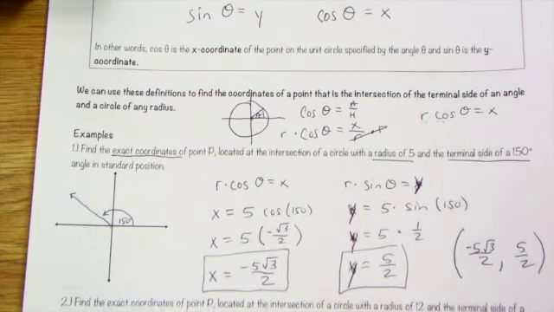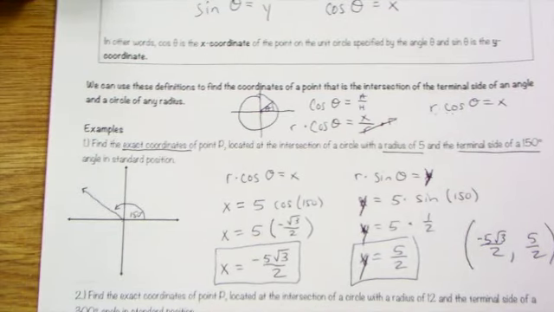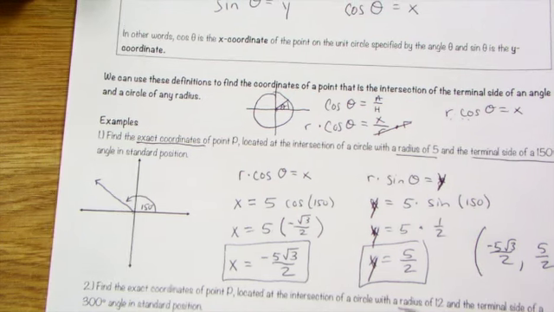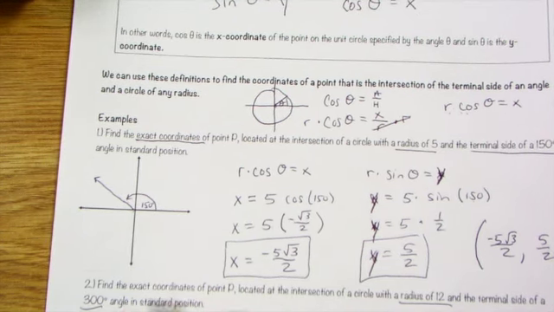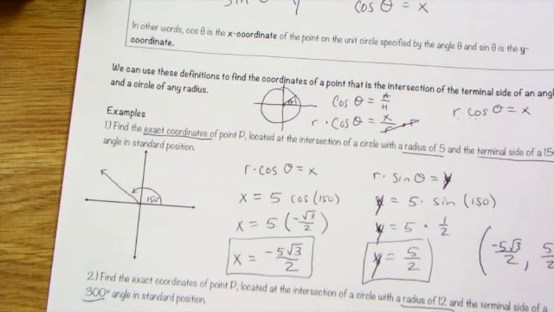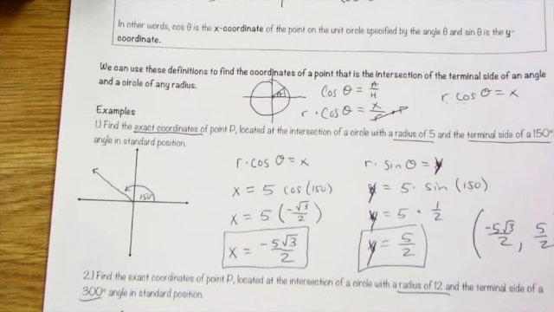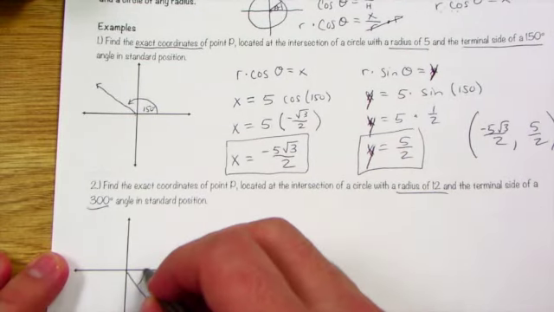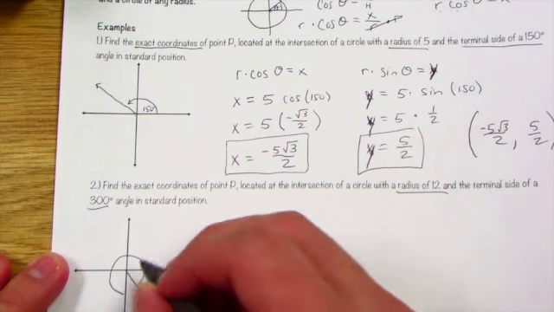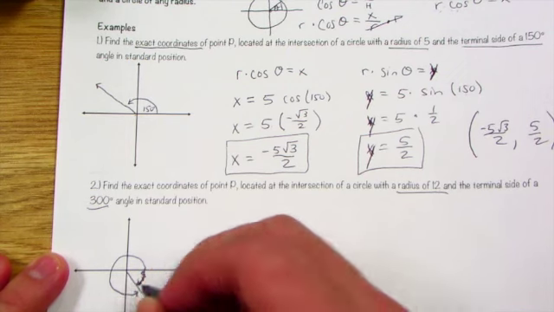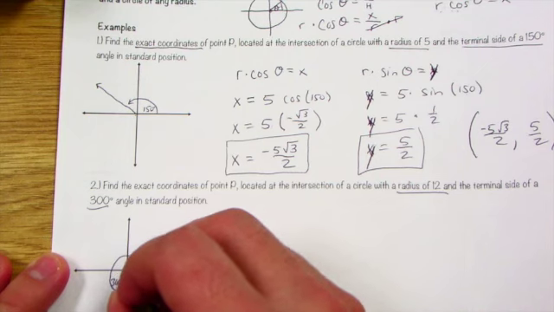So again, we're going to find the coordinate of point P with a radius of 12 and terminal side at 300 degrees. 300 degrees ends up being way over here on your unit circle. It's going all the way around here, and this is 300 degrees.